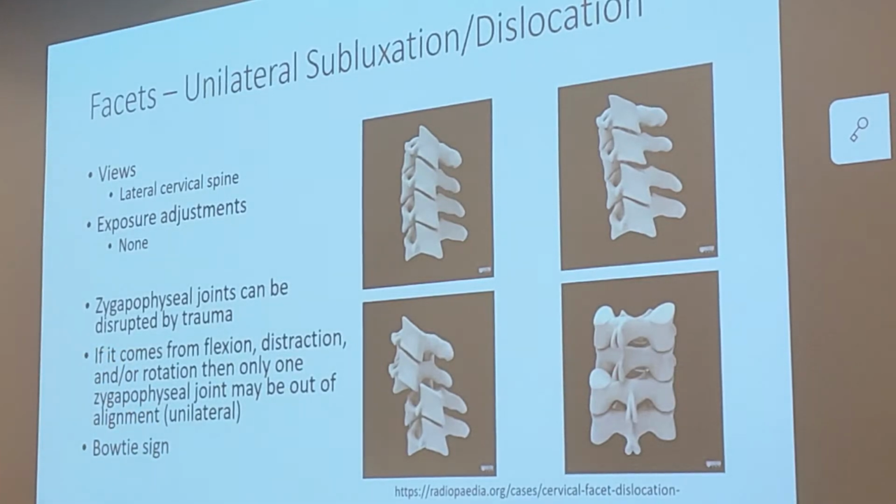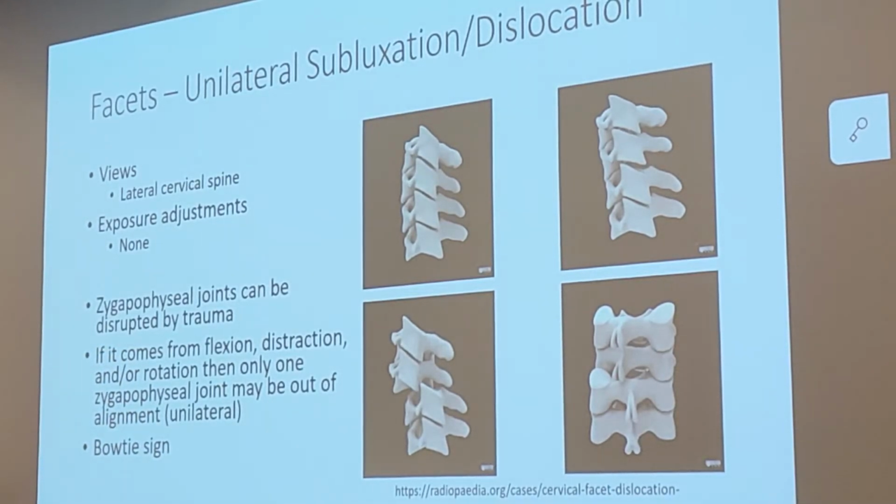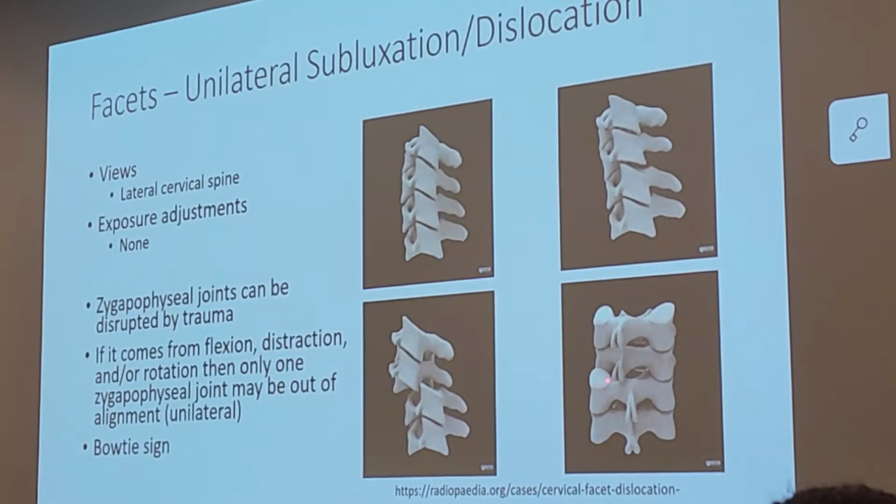So it can come from flexion, distraction, and/or rotation, so that only one zygapophyseal joint may be out of alignment. That's why it says unilateral. Unilateral refers to one side of the vertebrae. As you can see right here, it's just one side. You see how this side is perfectly on top of each other, and on the other side, that's where it shifts. So key word, unilateral. And it can also be called a bow tie sign, right?